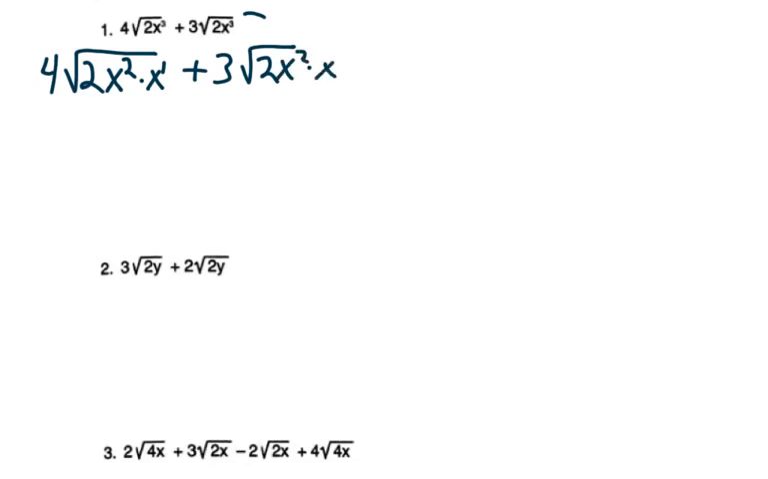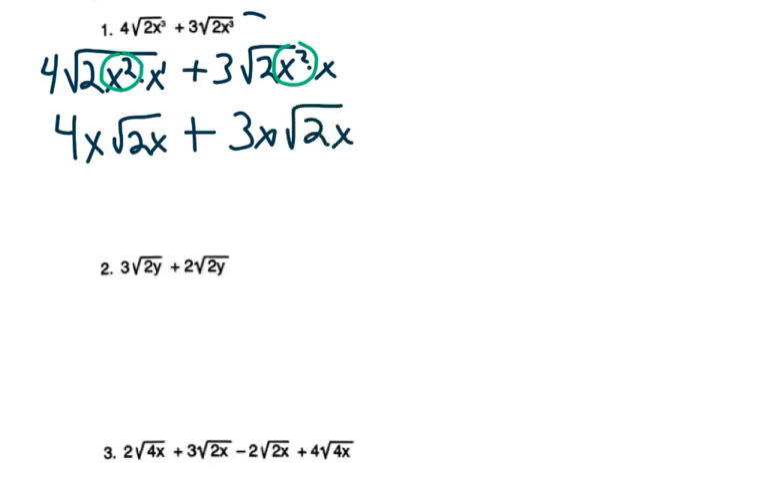Now when you look at this problem, the only items that can escape: the 2 can't escape, it's not a perfect square. x squared can escape, it has an even exponent, and x to the first cannot escape. So I'll circle what can escape. And just as a review, when it escapes, you divide the exponent by 2. So really these now simplify to 4x square root of 2x, because these have to stay inside. They were not able to escape. Plus 3x square root of 2x.